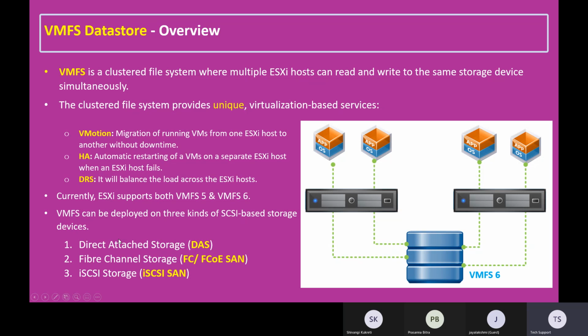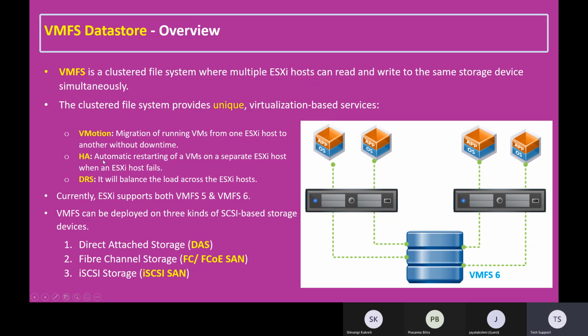But these devices we can deploy on three types of storage. One is direct attached storage, in short DAS. This DAS is like a local hard disk only. And Fibre Channel storage: we have two supported protocols. You can use either the FC protocol or the FCoE protocol. FCoE means Fibre Channel over Ethernet. And coming to iSCSI storage, our protocol name is the iSCSI protocol. Okay, so within these three storages, whichever storage you use, when you format at the ESXi level, it will be formatted with a VMFS file system.